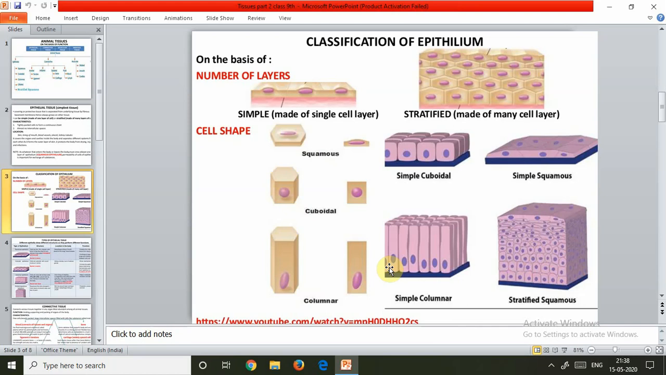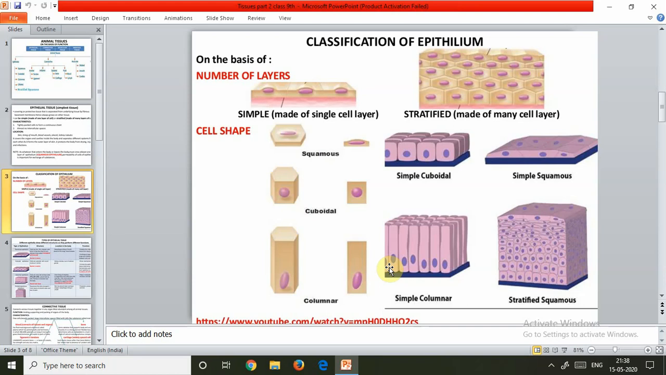Now the main function is absorption. As I told you, the microvilli presence helps in more absorption and more secretion as well. Now we'll talk about the glandular epithelium. The columnar epithelium is often modified to form glands, and when the columnar epithelium gets modified, they become the glandular epithelium.